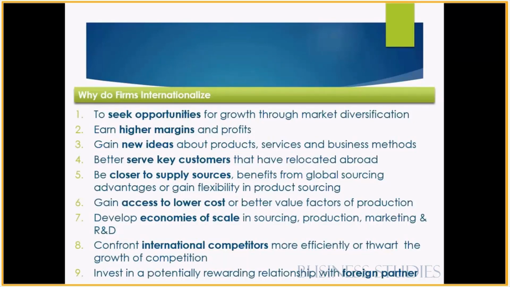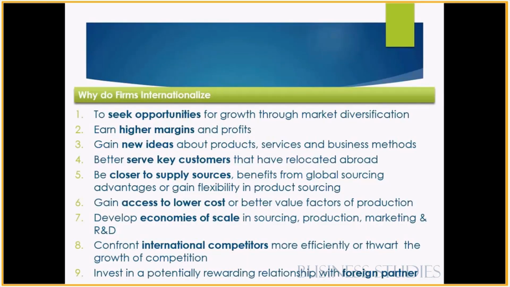Seventh point is develop economies of scale, right? So whenever you are expanding into international markets, simultaneously you are going to be utilizing your plant capacity to the fullest, right? Or even you are going to be expanding your plant capacity, which is going to give you economies of scale, not in terms of sourcing, but in terms of production, in terms of marketing, and in terms of research and development, because now you are going to be selling to larger masses, as compared to the domestic market.